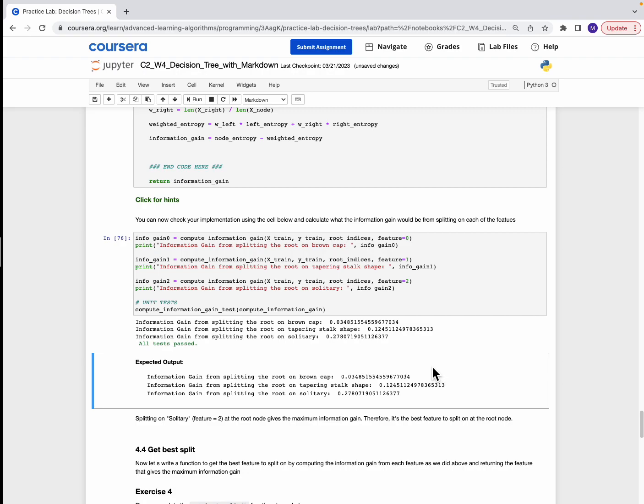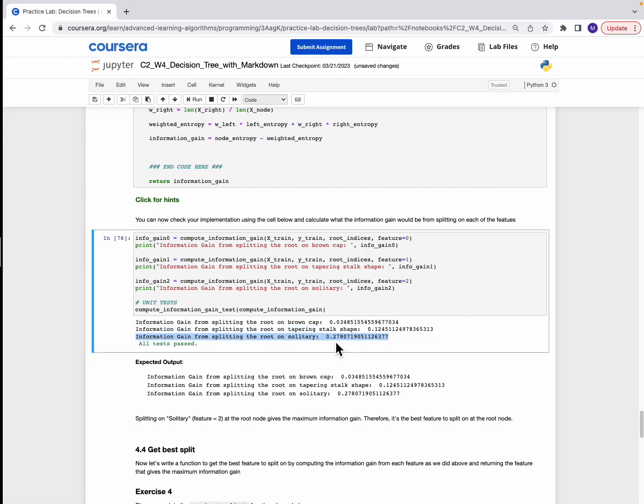So based on this, we can find out that solitary is the best feature to split on at the root node, because the information gain, or the amount of information you can gain from knowing whether or not the mushroom is solitary or not, is greater than tapering stalk shape and brown cap, because 0.27 is bigger than these numbers.